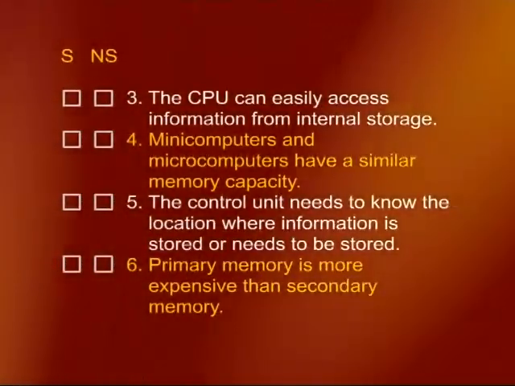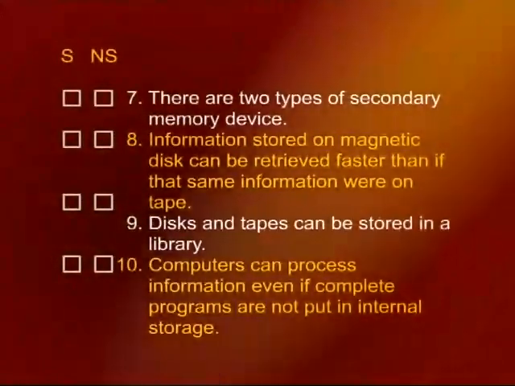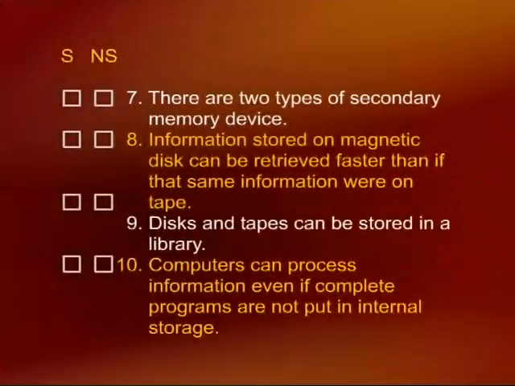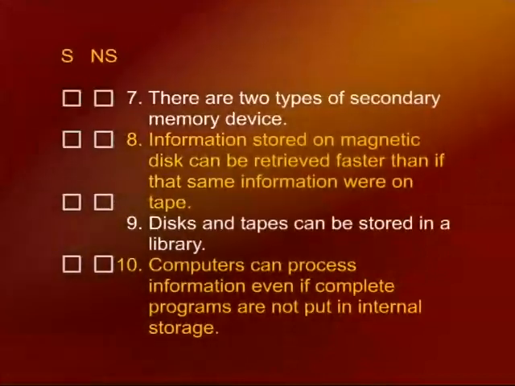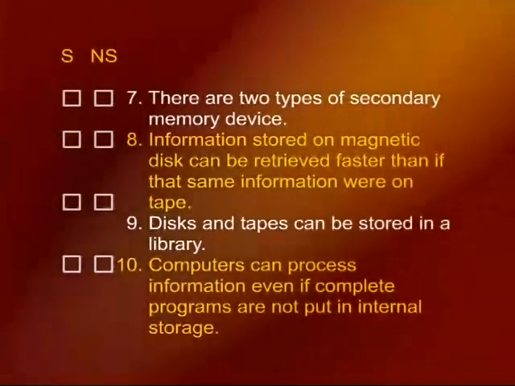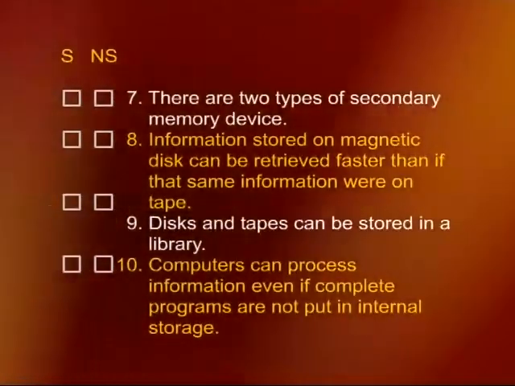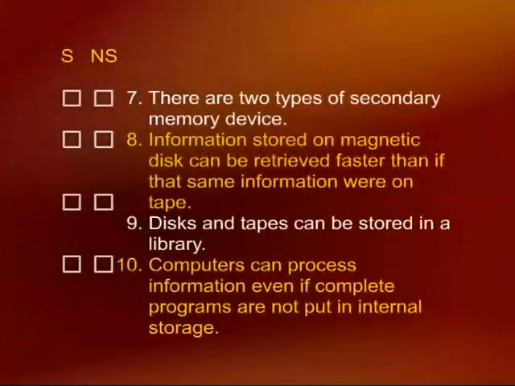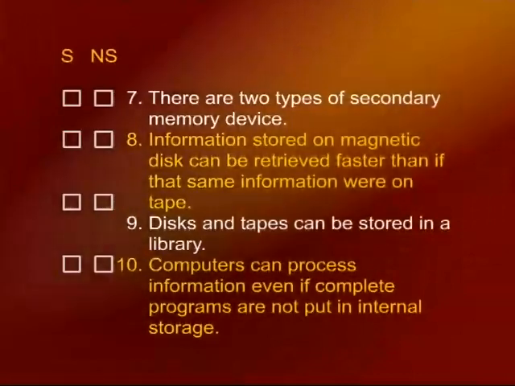Number 6, primary memory is more expensive than secondary memory. Number 7, there are 2 types of secondary memory device. Number 8, information stored on magnetic disk can be retrieved faster than if that same information were on tape. All 3, 6, 7 and 8, are there in the text. If you refer back, you will find that they are there.